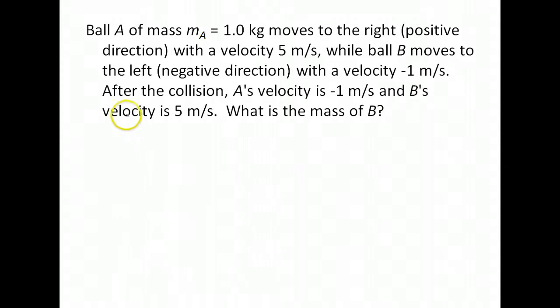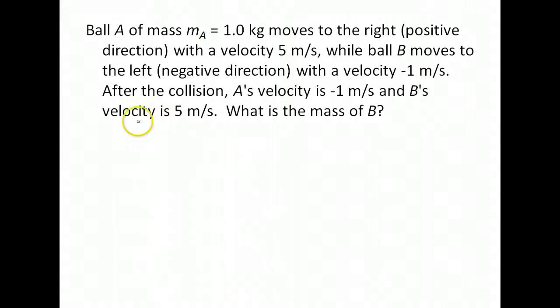A ball A of mass 1 kilogram moves to the right, and these are velocities, so we're going to give them positive and negative. We're going to say right is the positive direction, with a velocity of positive 5 meters per second, while ball B moves to the left, which is a negative direction, with a velocity of negative 1 meter per second. After the collision, A's velocity is negative 1 meter per second, and B's velocity is positive 5 meters per second. What is the mass of B?